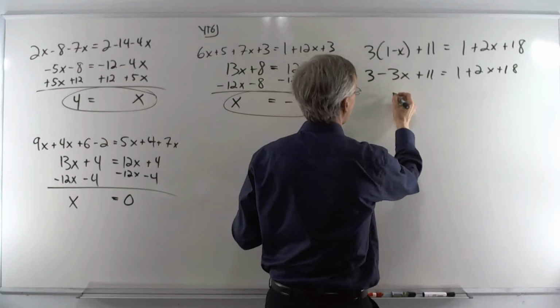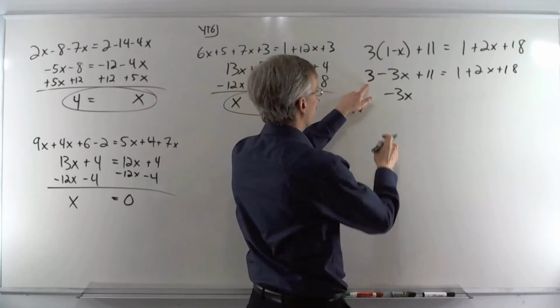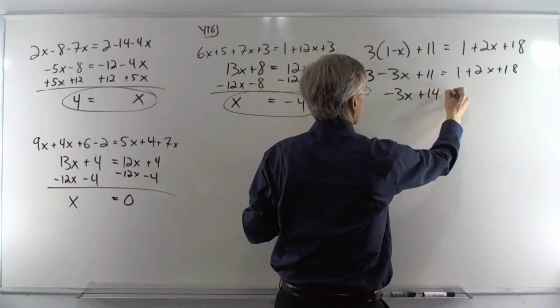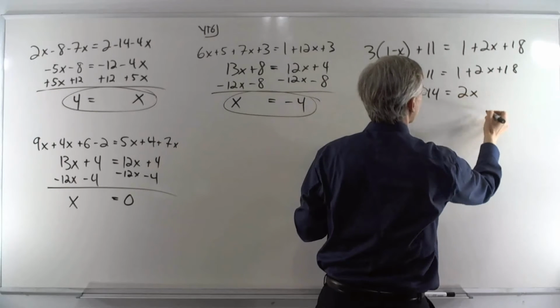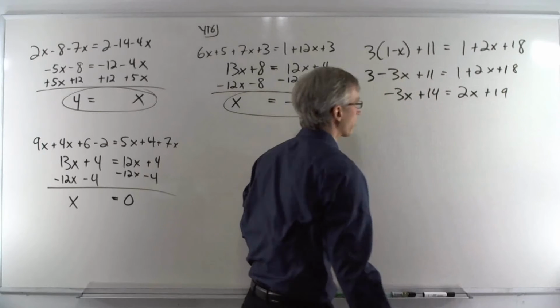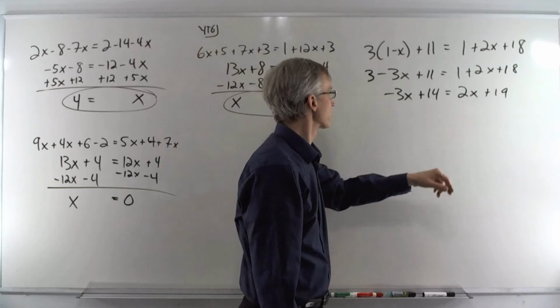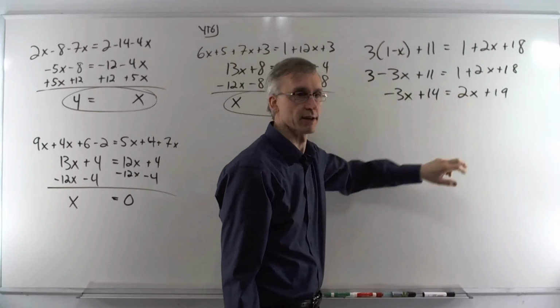So we're going to keep this negative 3x. That's the only x term on the left, so that will stay as it is. And then we have 3 plus 11, 14. Now on the right side, we got one x term over here, that's 2x, and 1 plus 18 is 19. So 2x plus 19 on the right. Now I've got one negative and one positive, so I'm going to add 3x to both sides. That'll give us a positive 5x on the right.